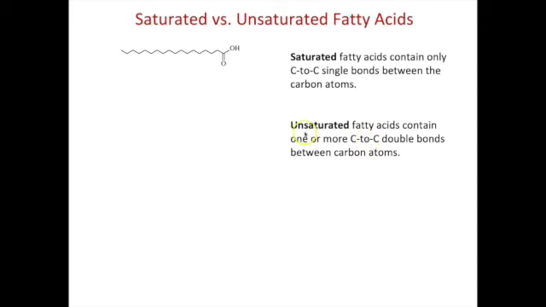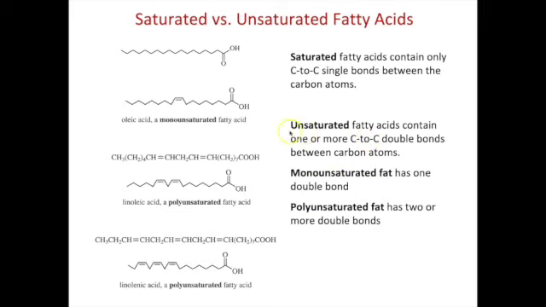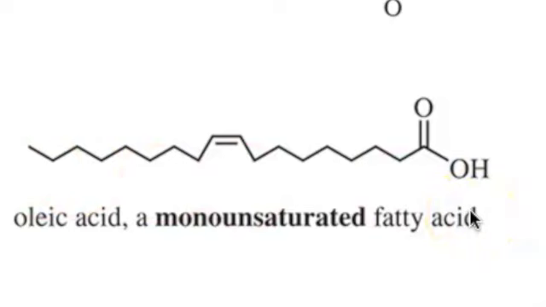Unsaturated fatty acids, just focusing on this tail of the fatty acid. So unsaturated fatty acids have at least one double bond. So you can have a monounsaturated fatty acid. A monounsaturated fatty acid has one double bond. So this is shown with an extra bond here, okay? And this is a monounsaturated fatty acid, oleic acid. This is the major fat that's in olive oil.